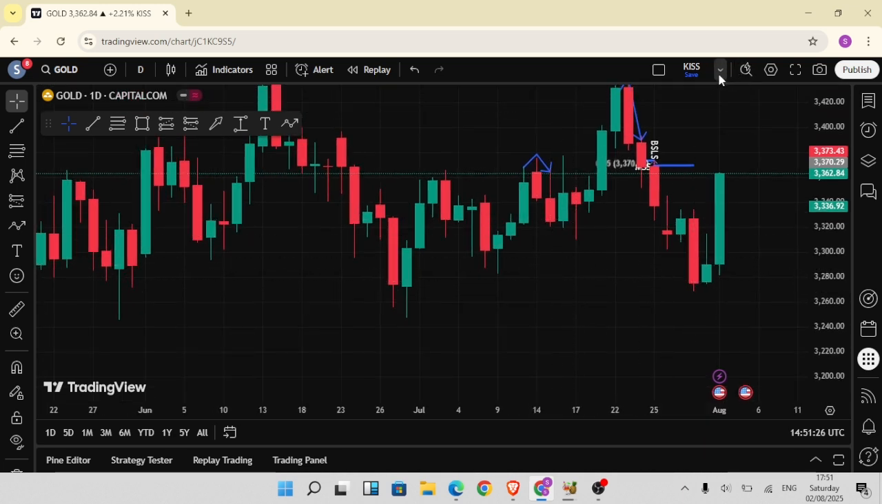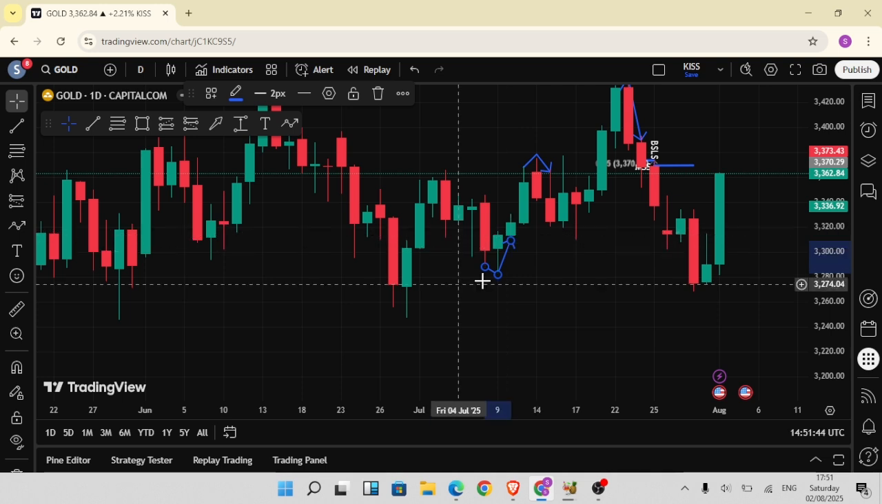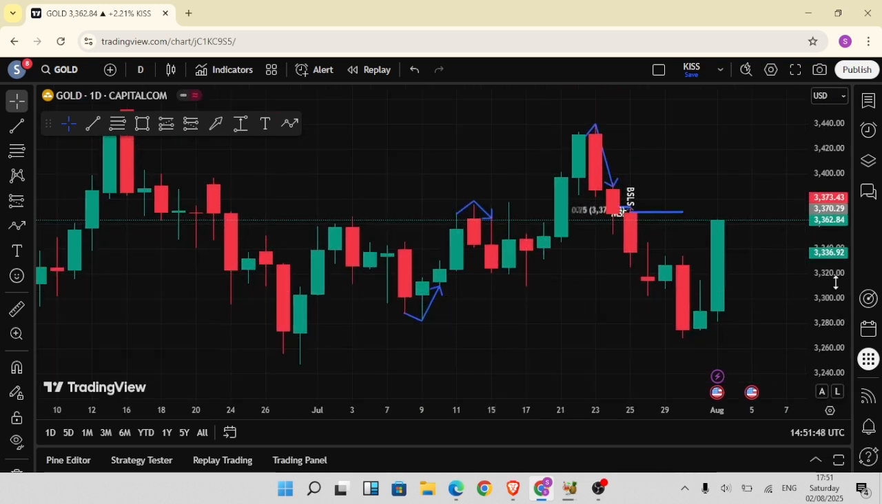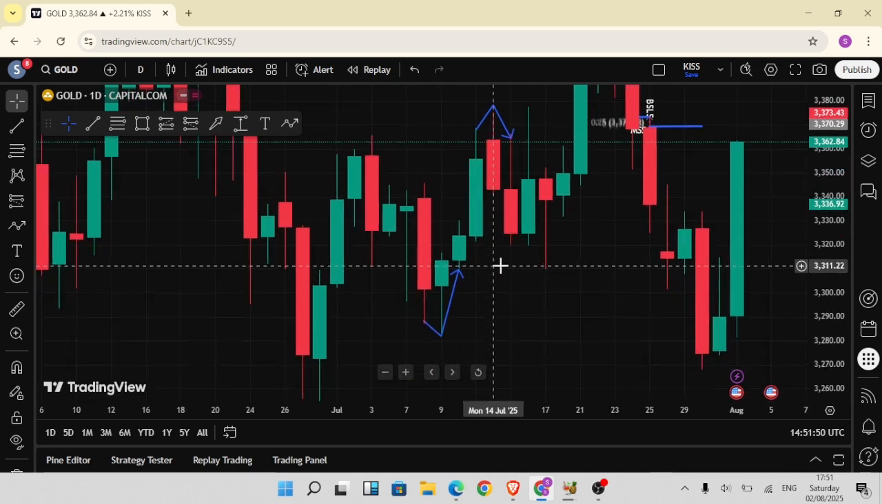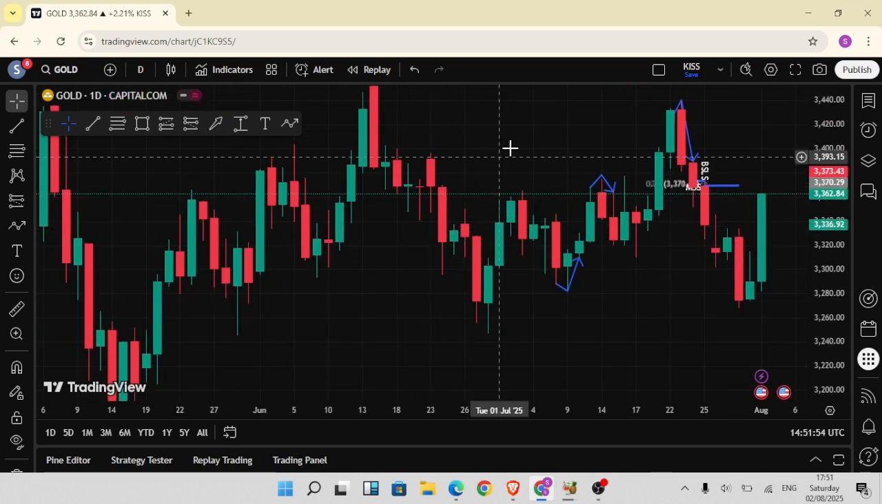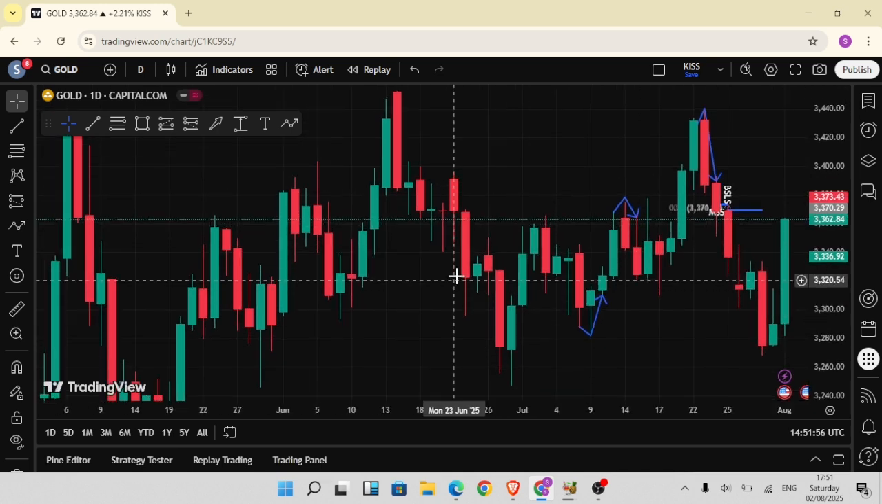So another example, you can have a look at this low, this low right there, and then this low that is higher than this one, and then take your trade on the next candle. So this was a very good candle. This was a Friday, 25th June. Now let us look at another example.